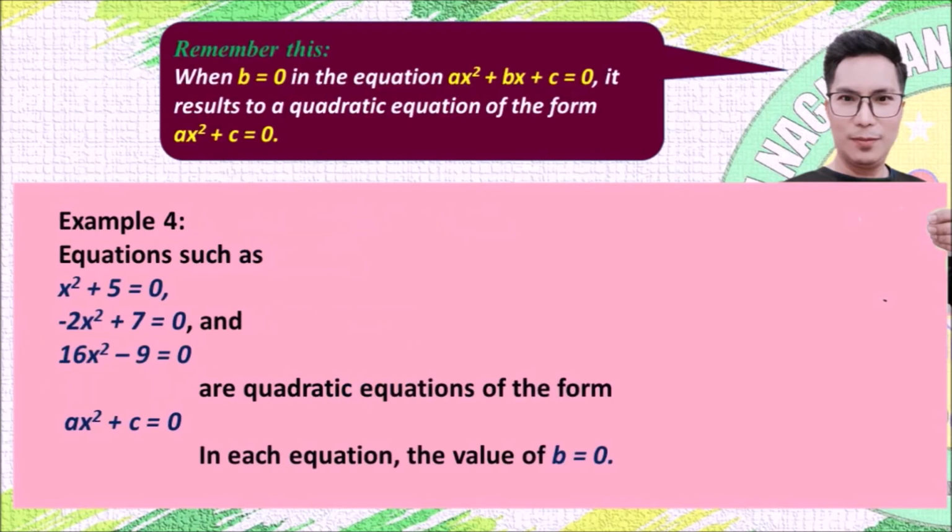Remember this? When b equals 0 in the equation ax squared plus bx plus c equals 0, it results to a quadratic equation of the form ax squared plus c equals 0. Example number 4. Equations such as x squared plus 5 equals 0, negative 2x squared plus 7 equals 0, and 16x squared minus 9 equals 0 are quadratic equations of the form ax squared plus c equals 0. In each equation, the value of b equals 0.